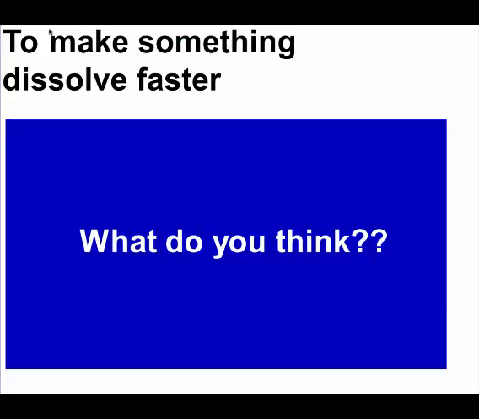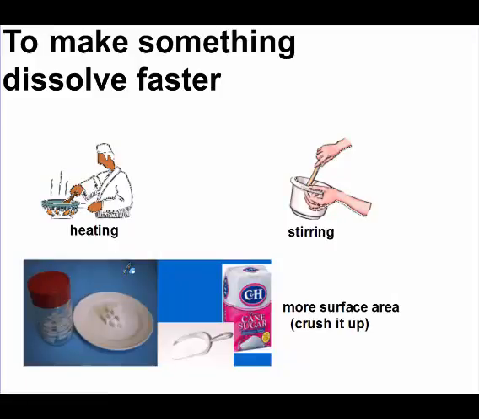So think about the 3 ways that you can make something dissolve faster. I'll give you a second to think. If you said if you heat it up, it should dissolve faster, you are correct. If you stir it or if you crush it up. So heating it, stirring it, and crushing it up, which increases the surface area, will make things dissolve faster.